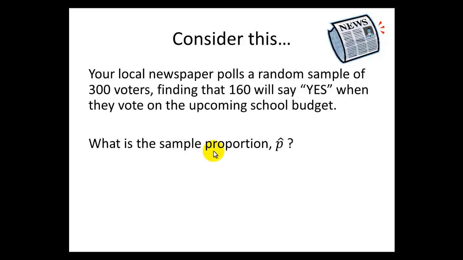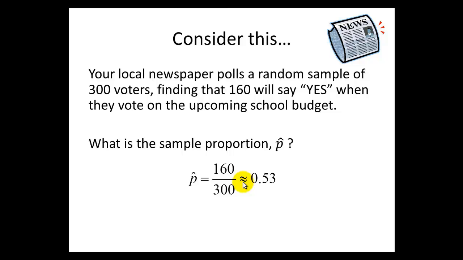So you can see we're interested in what the sample proportion is. What is p hat? P hat is simply those who said yes divided by the total number that they surveyed. 160 divided by 300, which is roughly 0.53, or we could say 53%.